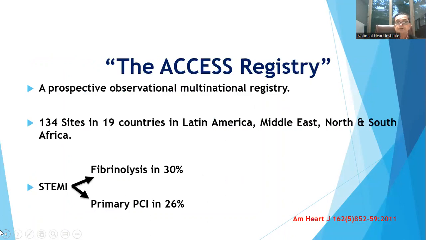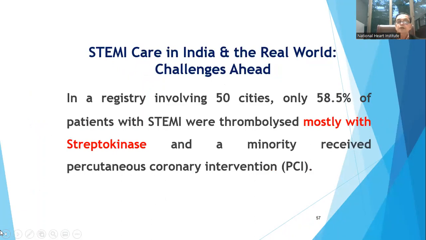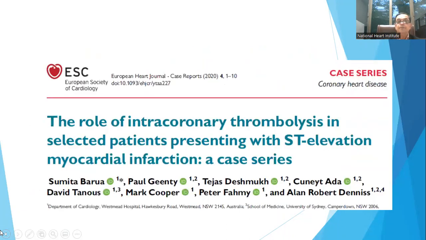The ACCESS registry was published in 2011. It was a prospective observational study in 134 cities in 19 countries in Latin America, the Middle East, and North and South Africa, and they found fibrinolysis is used in 30% of patients and primary PCI in just 26%. If we see the Indian scenario, there was a registry involving 50 cities. Only 58% of patients with STEMI were thrombolyzed, mostly with streptokinase, and a minority received primary PCI.